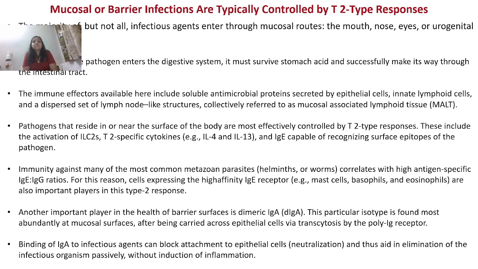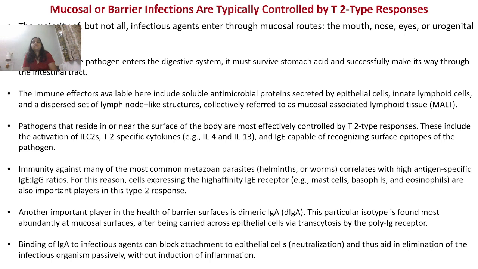Then pathogens that reside in or near the surface of the body are specifically controlled by Th2 type responses. For example, these include ILC2s and Th2 specific cytokines. And then there is IgE, which is capable of recognizing surface epitopes of the pathogen. So pathogens which mostly reside near the surface of our body are controlled by the Th2 responses.